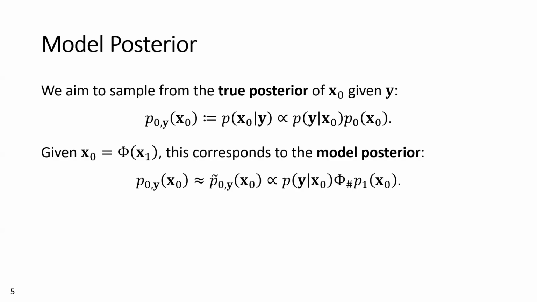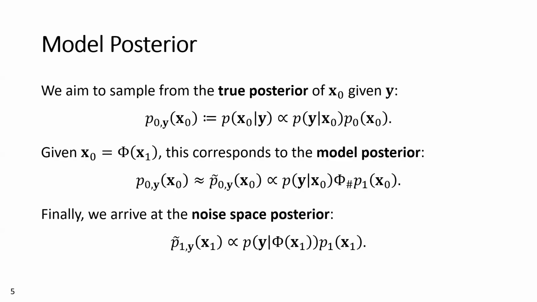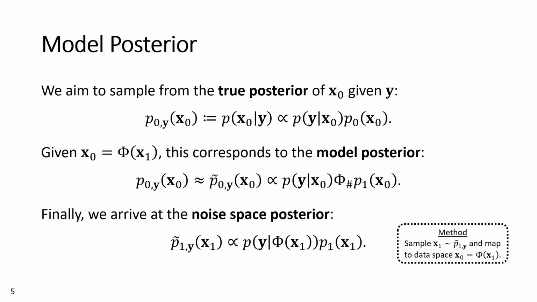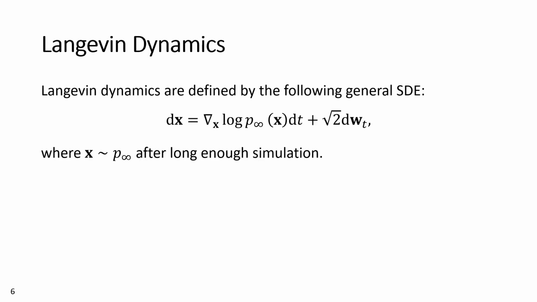And given our generative model mapping phi, we can obtain a model posterior which replaces the true data prior with our model of the prior. And finally, there exists a posterior in the noise space as well due to this one-to-one correspondence for our generative model mapping phi. And so our goal in this work is to sample from this noise space posterior and then map these samples back into the data space via our generative model mapping phi.